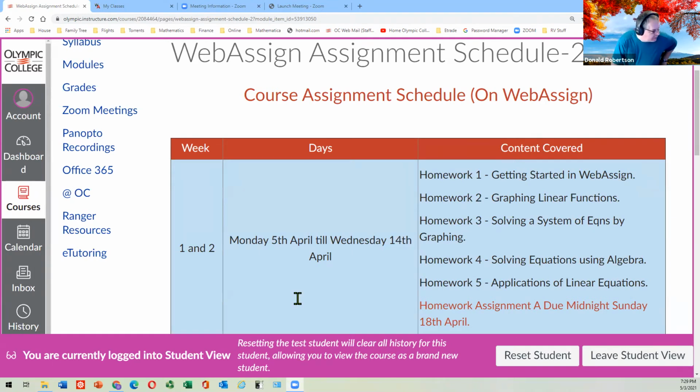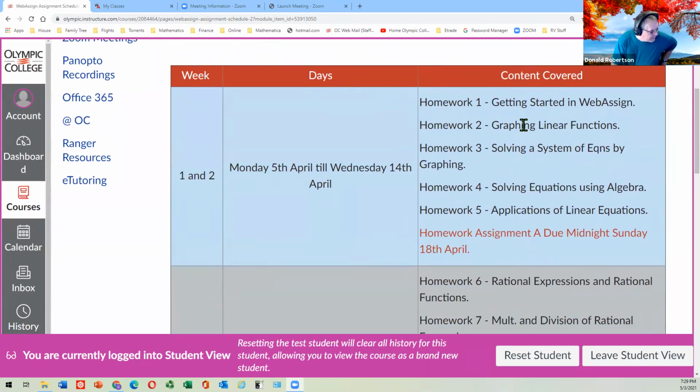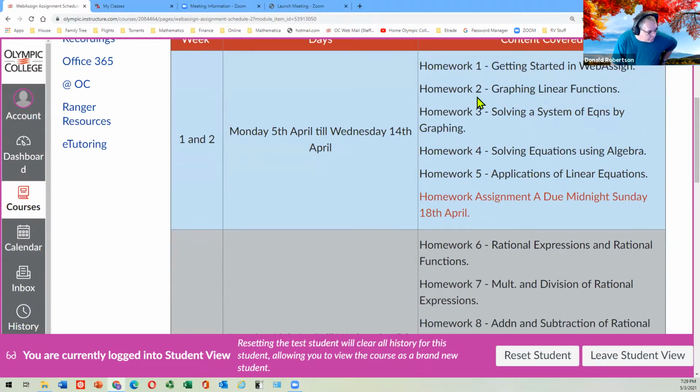Now, what you should be looking at right now is the topics that are going to be in your midterm. So you won't get anything on getting started with WebAssign, but you will get two main sections. The first one is going to be about linear equations and solving linear equations. So you're going to get questions about graphing on square paper. So by the way, get some square paper. It'll just make your life easier.